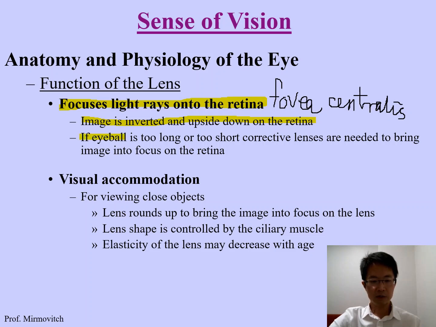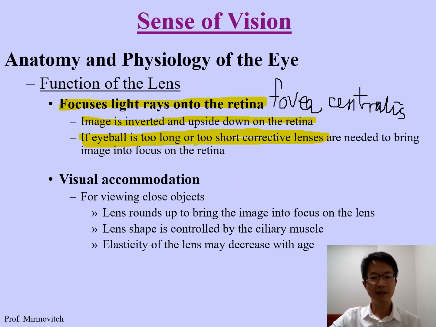Yes, if the eye is too long or too short, then we have to wear glasses. In my physiology class, I talk about these different corrections, or you may call them different pathologies of the eyeball, but we don't need to go into detail here.